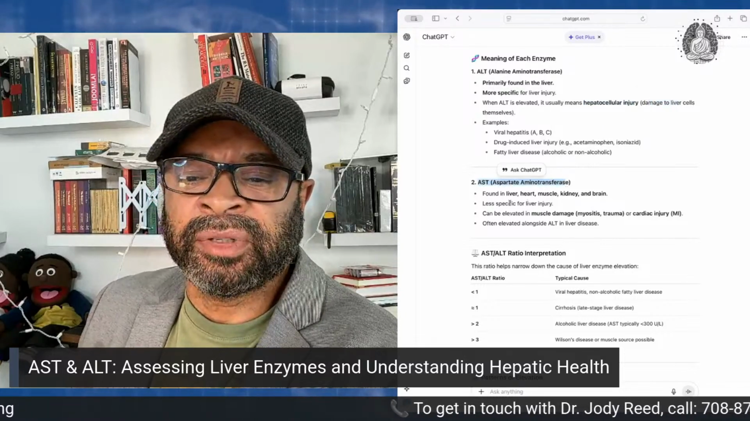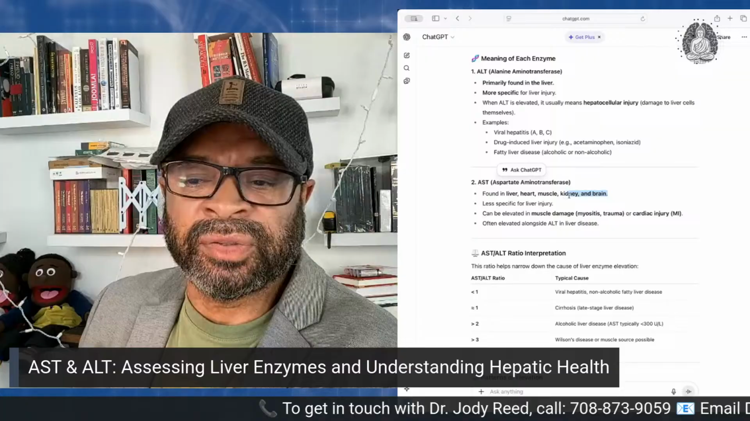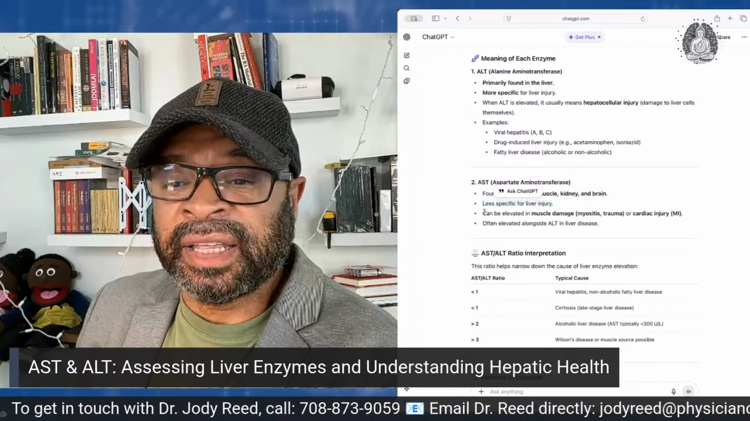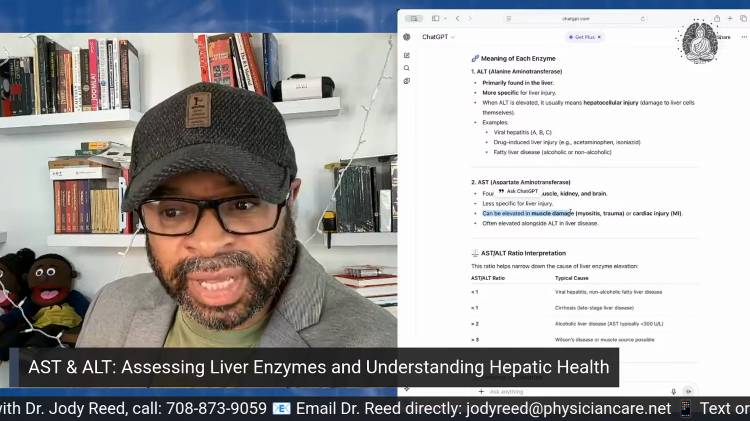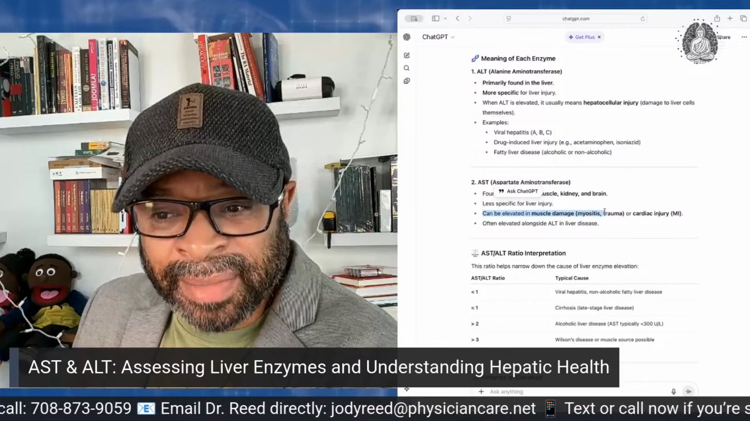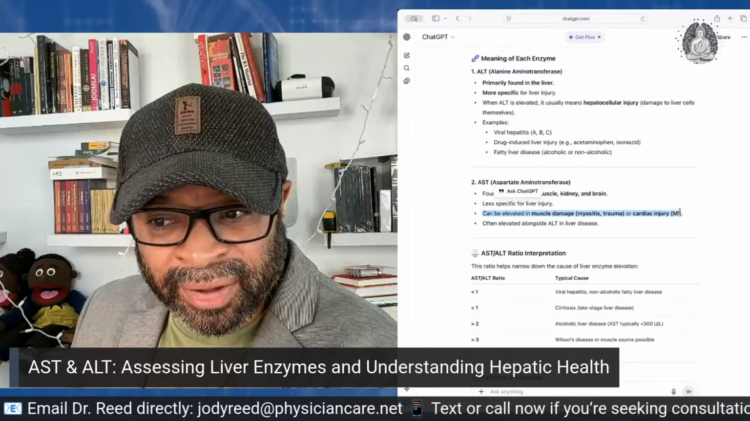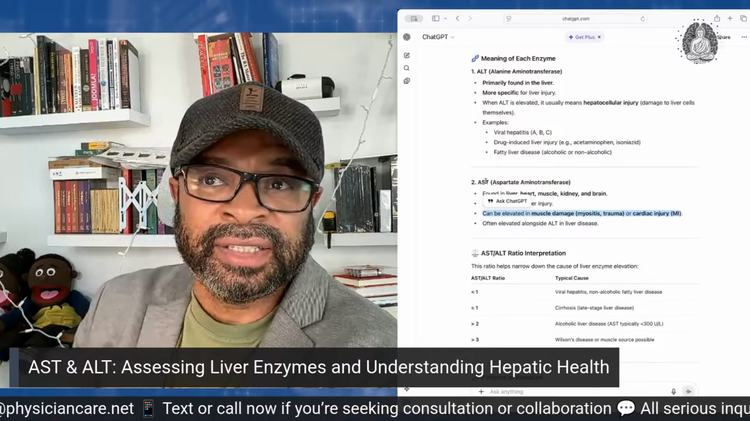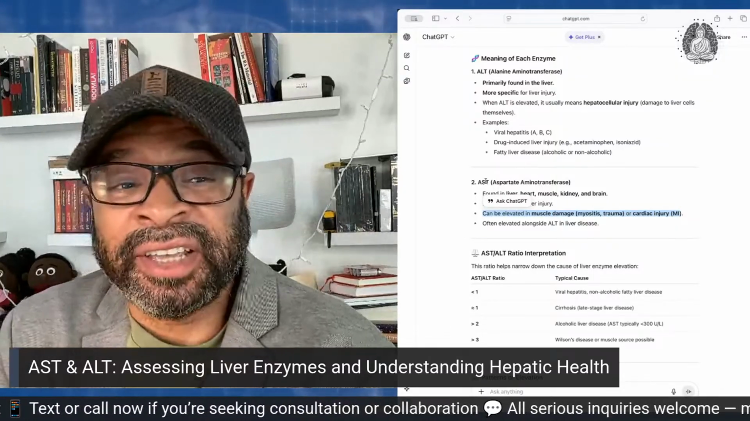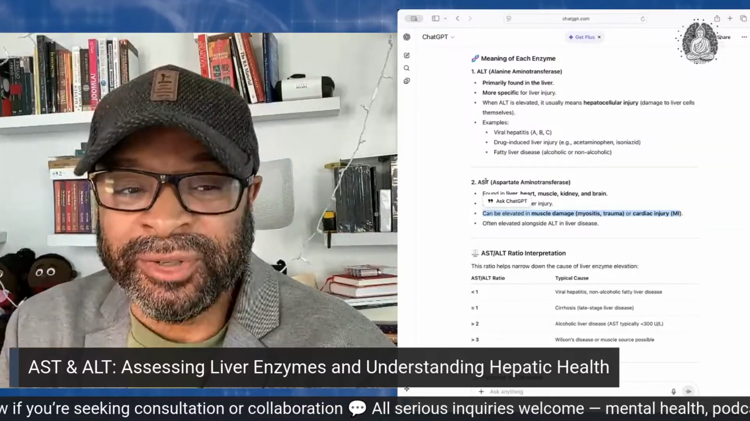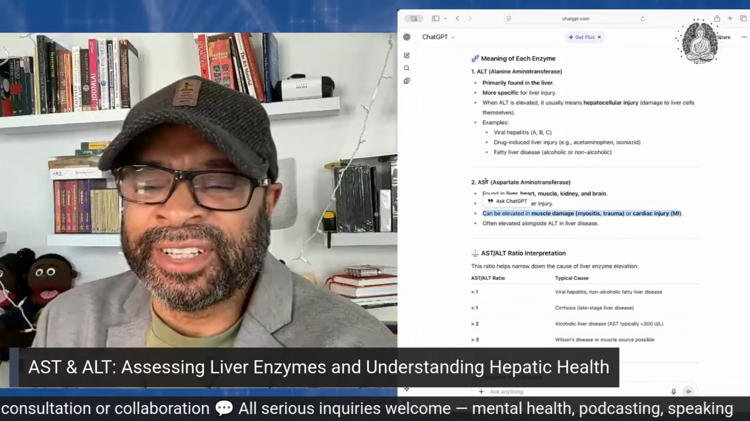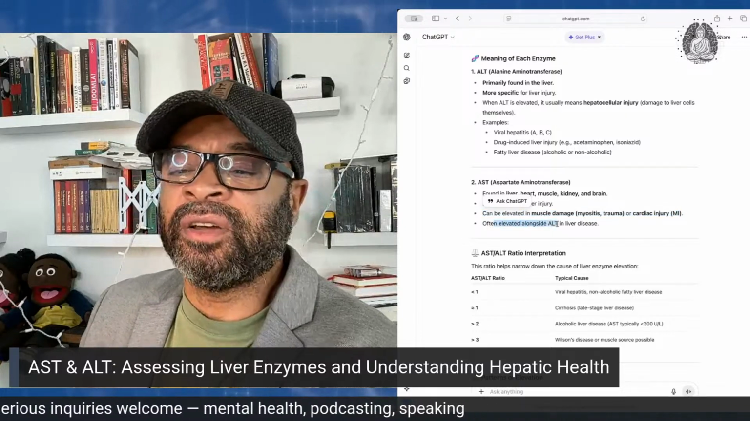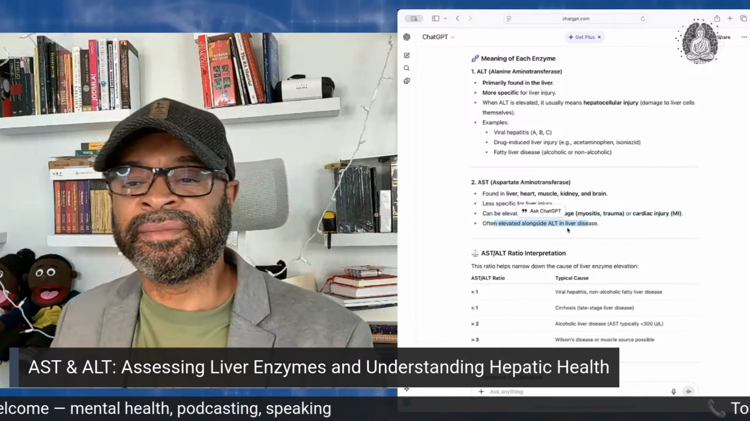AST, aspartate aminotransferase, is found in the liver, the heart, the muscle, the kidney, and the brain. It's less specific for liver injury, and it can be elevated in muscle damage, myositis, trauma, or cardiac myocardial injury. So when I see an elevated AST, I know there's a major organ system issue. It's often elevated alongside ALT in liver disease.